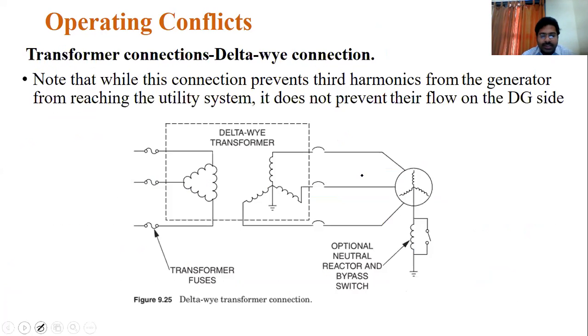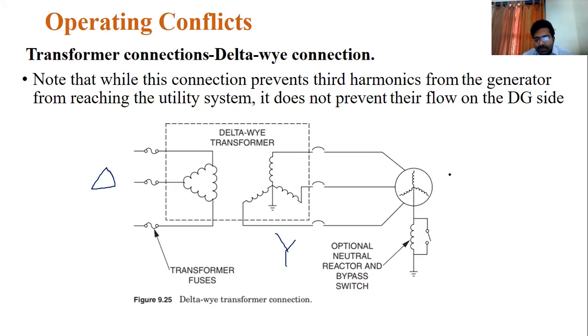And you can see this connection diagram. This is the delta connection. We are connecting the primary side to the feeder. This is the secondary side, the Y connection. We are connecting this DG to that system. So these are some transformer fuses, you know, to protect the system from different types of faults. This transformer fuse we are going to use here. On this side also we are going to use some transformer connection.